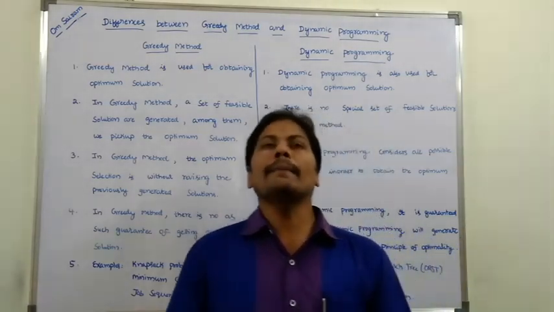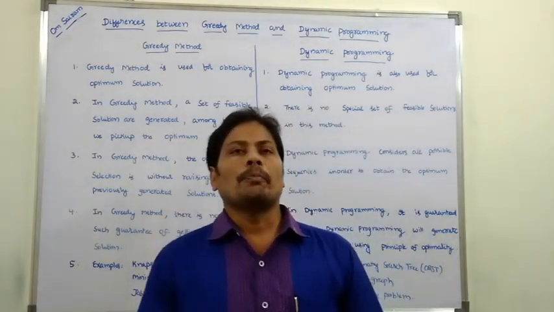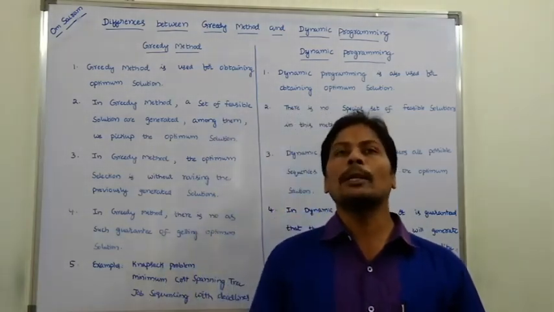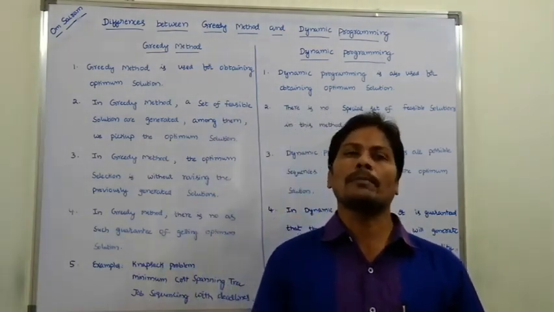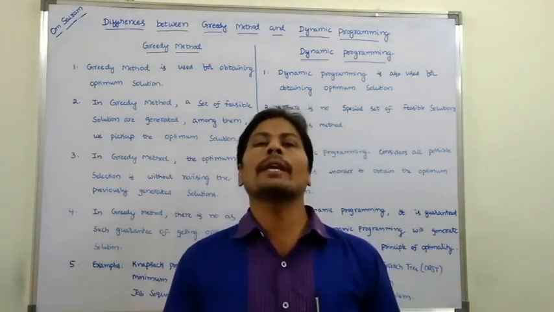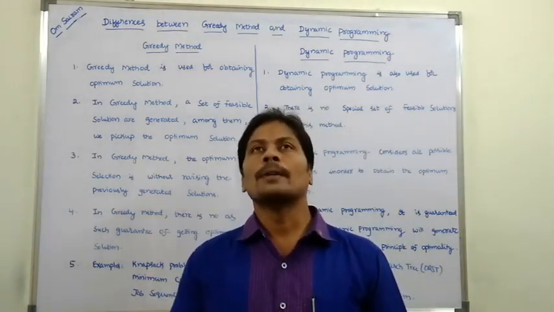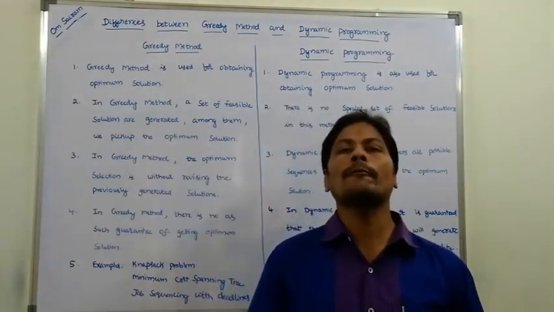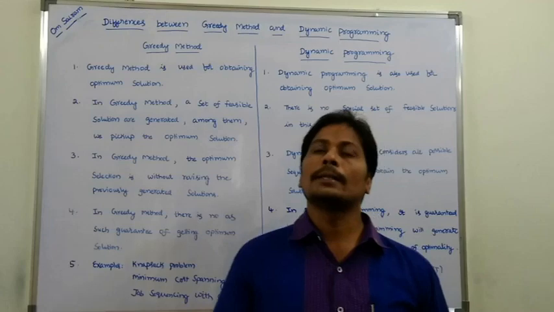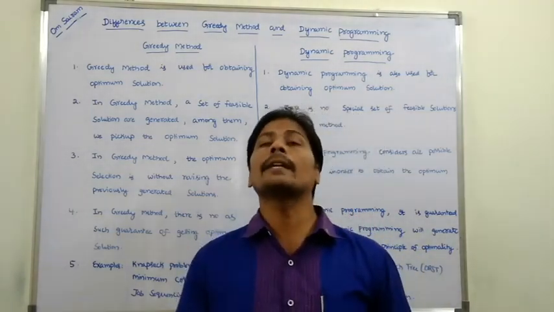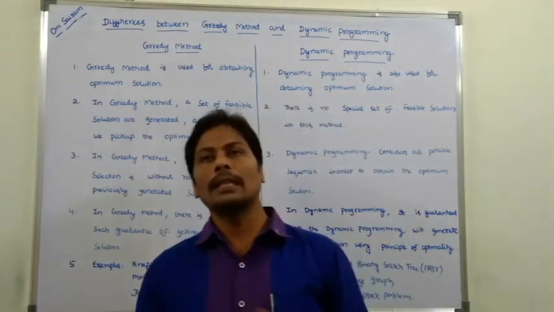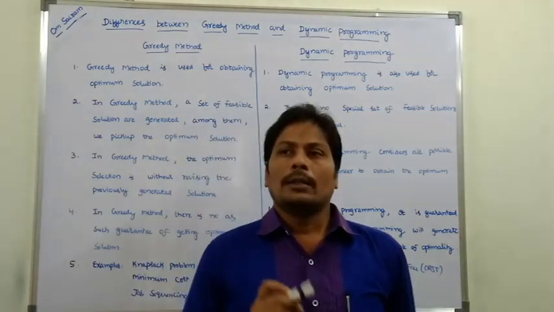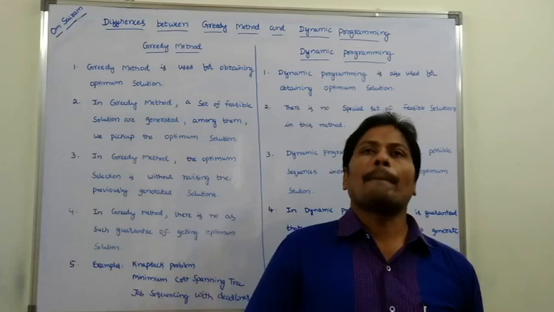So in greedy method, we have to find out the feasible solutions for the given problem. Suppose we take a problem. For that problem, we have to find out all feasible solutions that satisfy the given constraint in the given problem. So suppose we are taking one example.